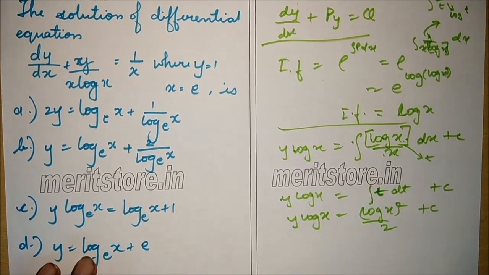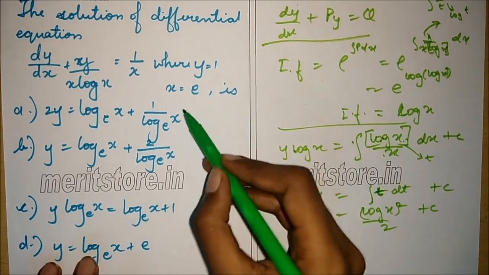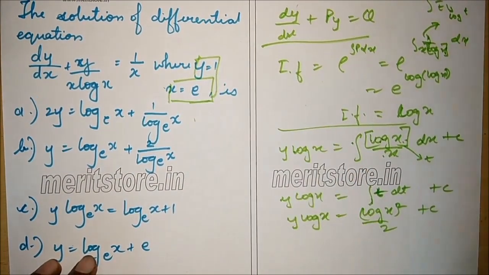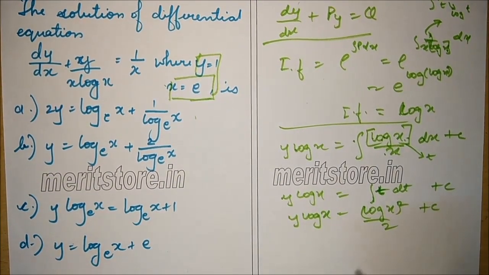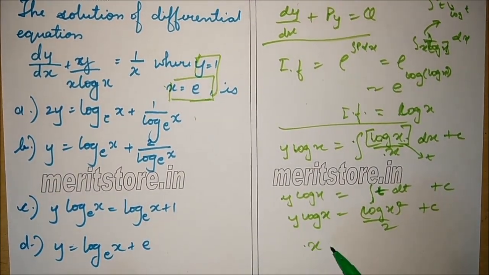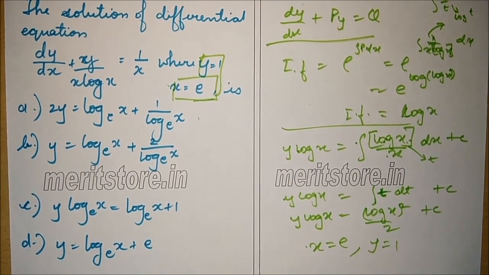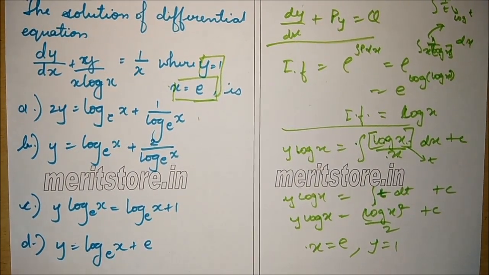First, what we are given is that when y is 1, x equals c. So we put x equals c and y equals 1 to find c.